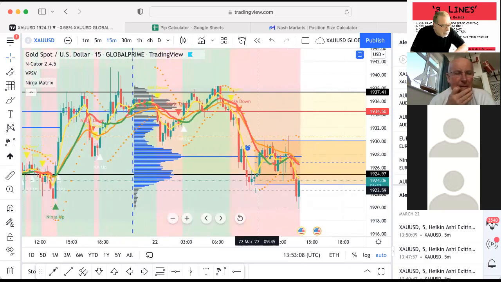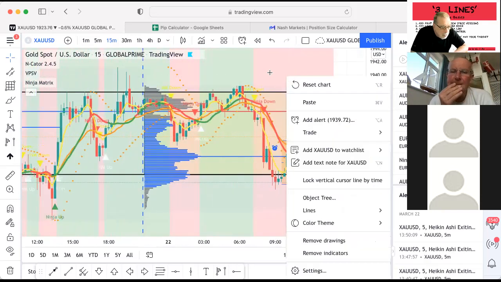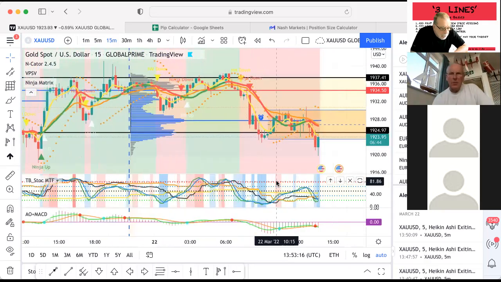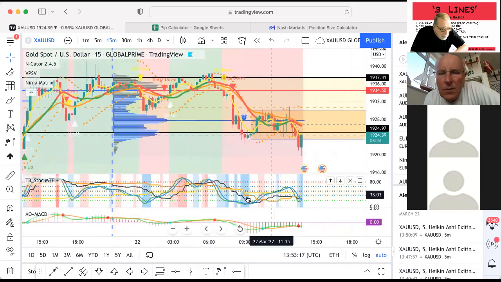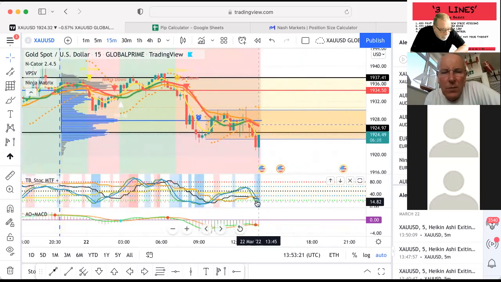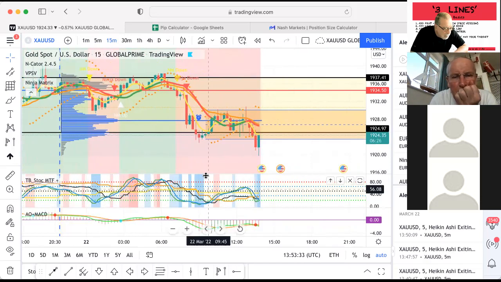But let's take some additional indicators. Let's have a look at the stochastic, for instance. I know that the stochastic can come down and go into oversold, but then it can actually stay oversold for long periods. It quite often does.